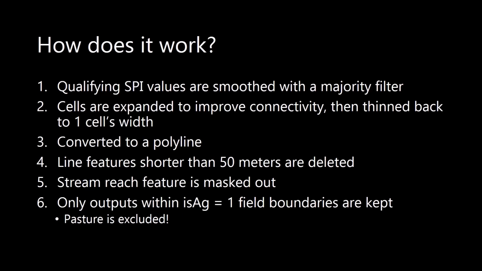Finally, only outputs within isAg equal to 1 field boundaries are kept. For this tool, pasture is excluded.